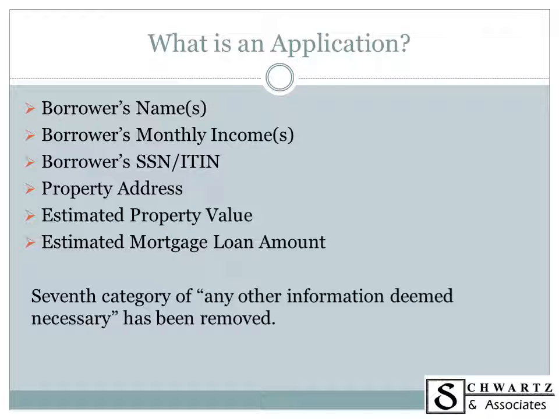Now on to another important definition. What is an application? Receipt of these 6 pieces of information constitutes an application: the borrower's name, the borrower's monthly income, the borrower's social security number, the property address, the estimated property value, and the estimated mortgage loan amount. You'll notice that the 7th category, which was a sort of catch-all, has been removed to make the definition of application more precise. The lender can still ask for additional information, but if this information is not given, then it must still be treated as a completed application, and the 3-day clock will start to tick.